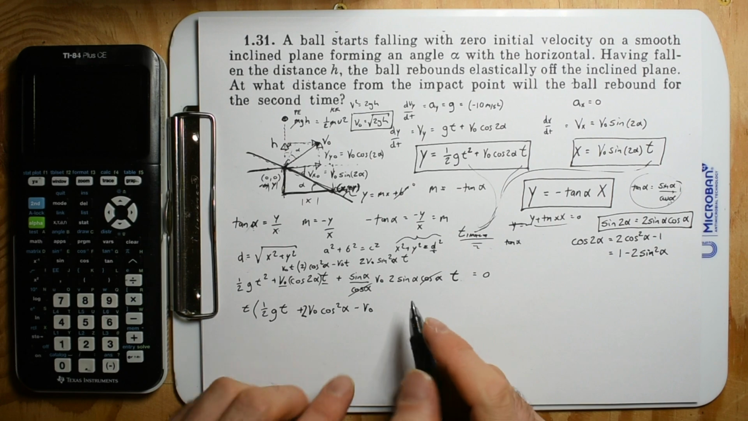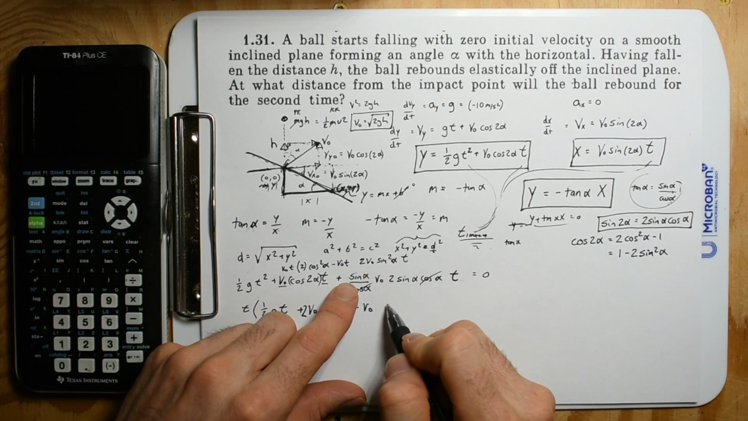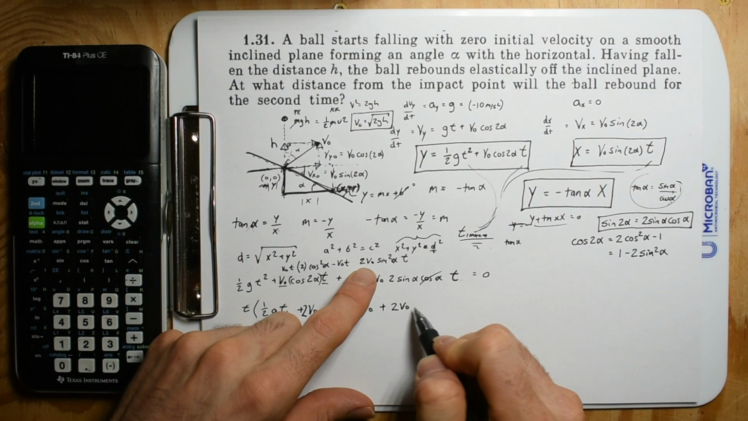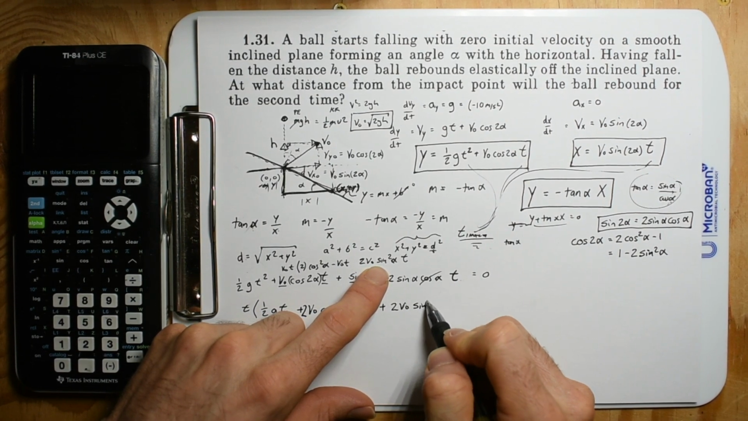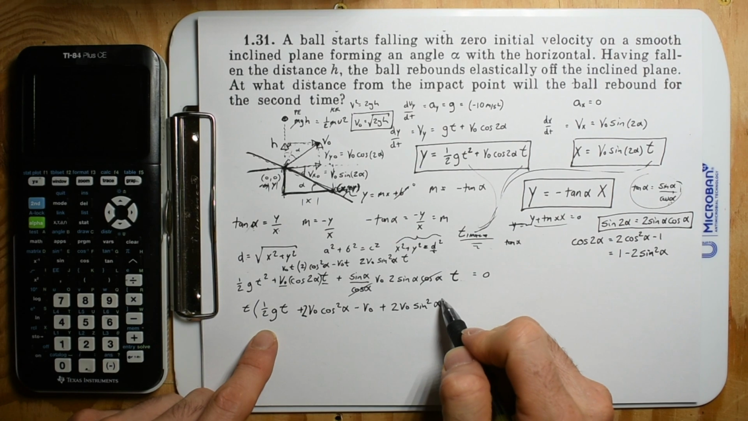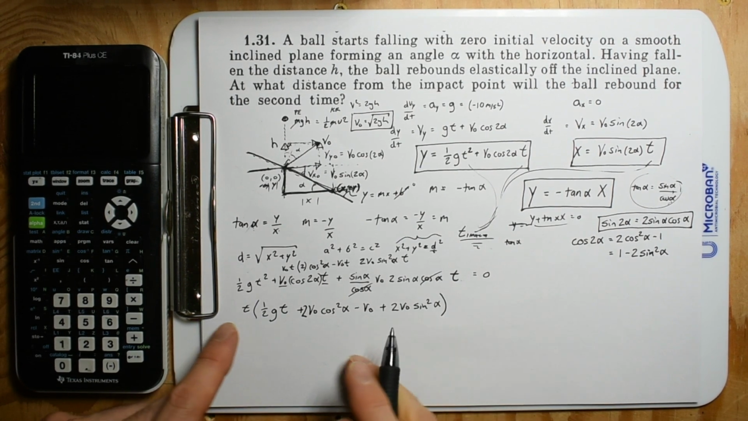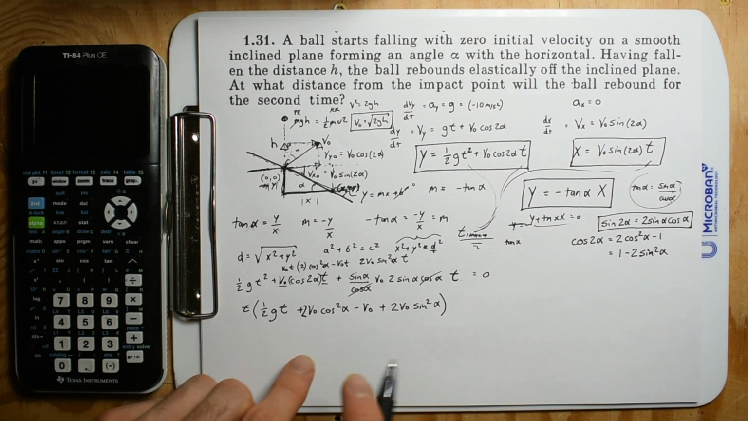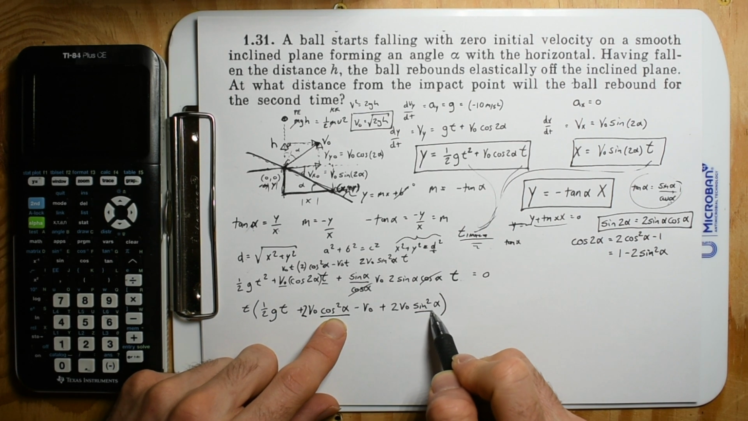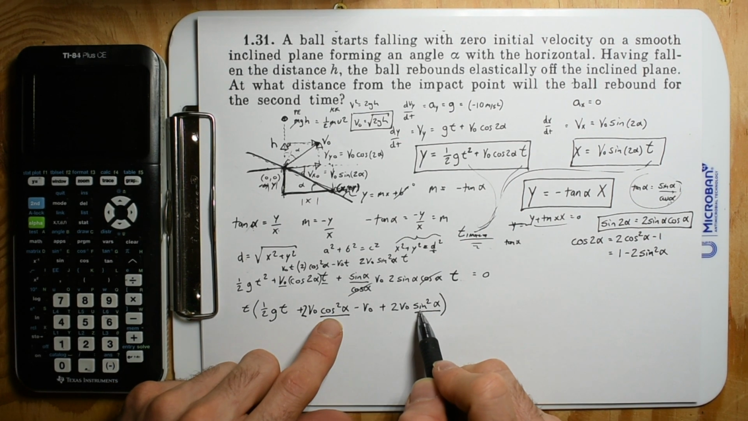Okay, I think we're chill. Now we're going to add it to 2 V naught sine squared alpha. And then we don't have a t, we already factored it out. Cool, so we factored out the t. But check this out. We have a cosine squared alpha and a sine squared alpha, and we're adding them together.